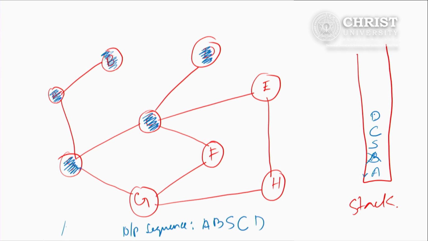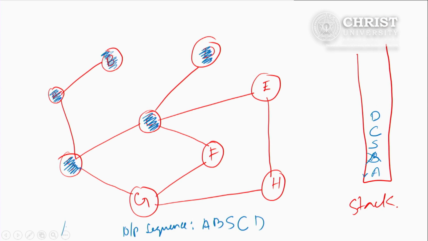D is the top of the stack, and C is its only adjacent visited node, so there is no other go. We will pop it from the stack. Now, we have C at the top of the stack, and E and F are the adjacent elements of C. We will push E alphabetically first, add it to the sequence and mark it as visited.